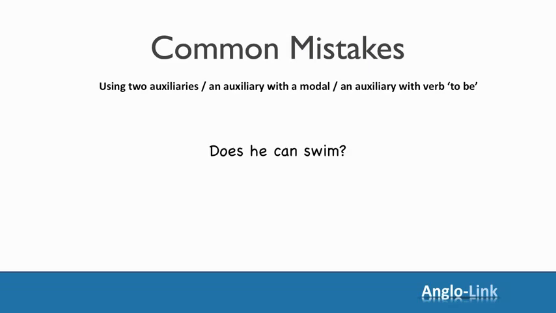Or sometimes you may hear this mistake. "Does he can swim?" Again, the modal verb makes the question itself. No need to use another auxiliary. Simply, "Can he swim?" And our final example, you might hear someone use an auxiliary with the verb to be.